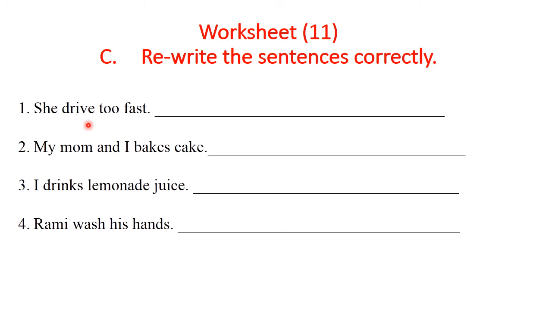She drive. Here we have she, third person pronoun. So what do I have to add here? She drive too fast. You have to write it here in the correct form. My mom and I bakes cake. I drinks lemonade juice. Rami wash his hands. That's all for the homework.